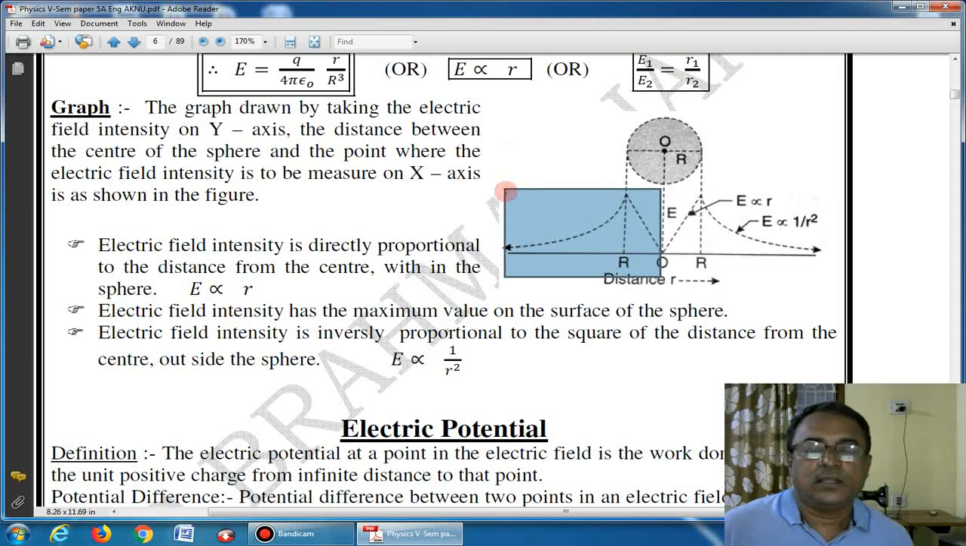This is the end of the applications of Gauss law as per your syllabus.